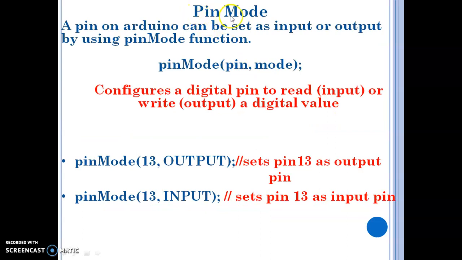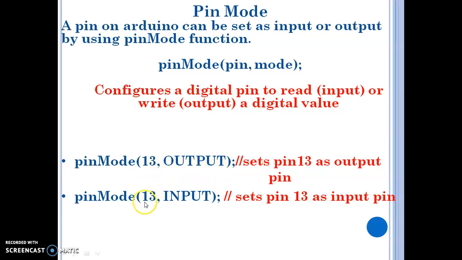The first function which we see today is the pinMode function. This pinMode function is used to declare a pin on the Arduino board as an input pin or an output pin. For example, if I want to declare pin number 13 as an output pin, then I can use this function: pinMode(13, OUTPUT). This instruction will make pin number 13 an output pin.